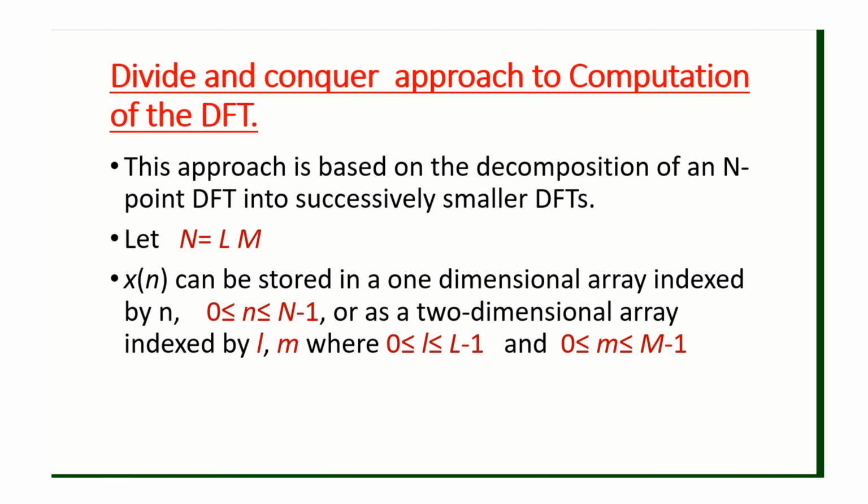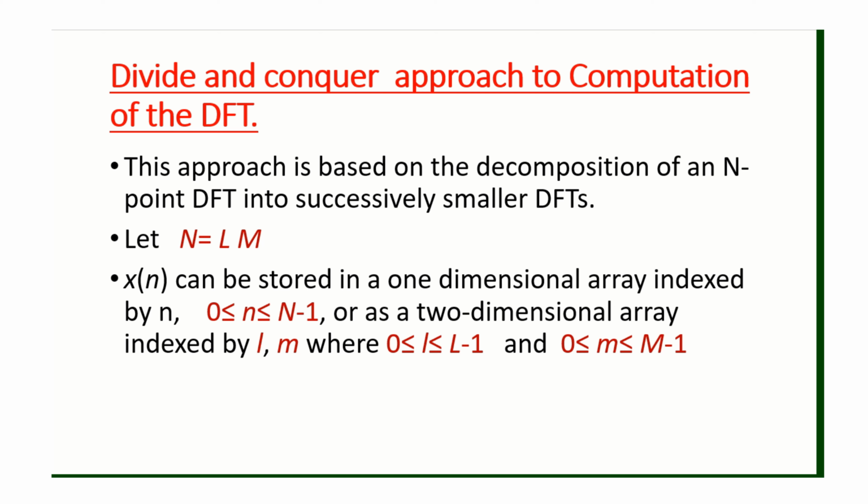Now let us consider a signal that has N number of samples. We are going to write N as a product of two numbers, that is N equal to L into M, where 0 less than or equal to l less than or equal to capital L minus 1 and 0 less than or equal to m less than or equal to capital M minus 1. In this way, we can store the elements two dimensionally. It may be in the form of row wise or column wise. In this video, we are going to use row wise representation.